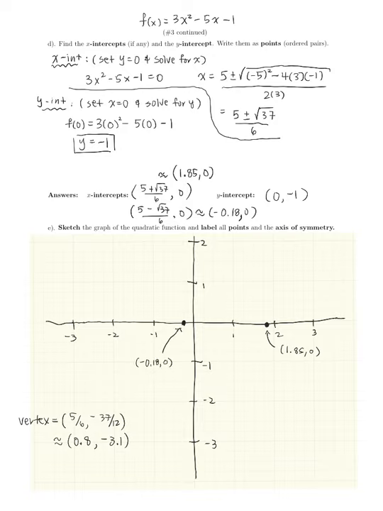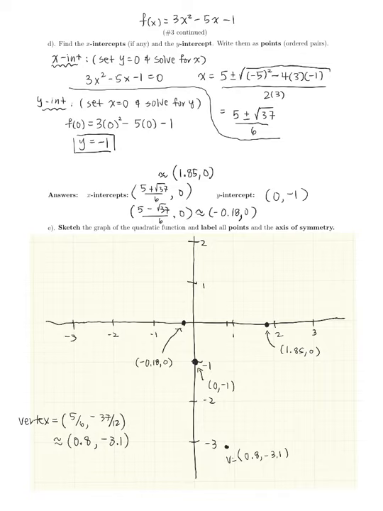Now the y-intercept is the nice one. It's 0, comma negative 1. So 0, comma negative 1 will be right here. Let me jot that down. And now let's jot down the vertex. The vertex is going to be 0.8, which would be maybe right here, comma negative 3.1, so just a little bit below that. I'll jot this down as our vertex, approximately 0.8, comma negative 3.1.